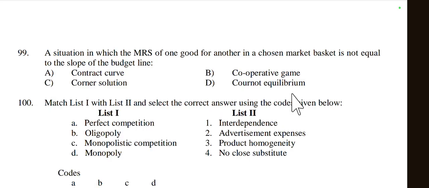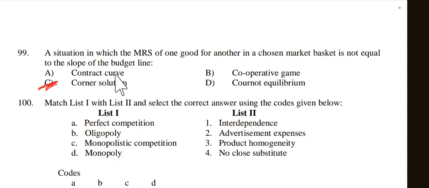It is called a corner solution because this occurs when a consumer chooses to consume only one good and none of the other, resulting in a situation where the MRS is not equal to the slope of the budget line. This typically happens when the consumer's preferences lead them to prefer one good entirely over the other at the optimal consumption point. So it is called a corner solution.